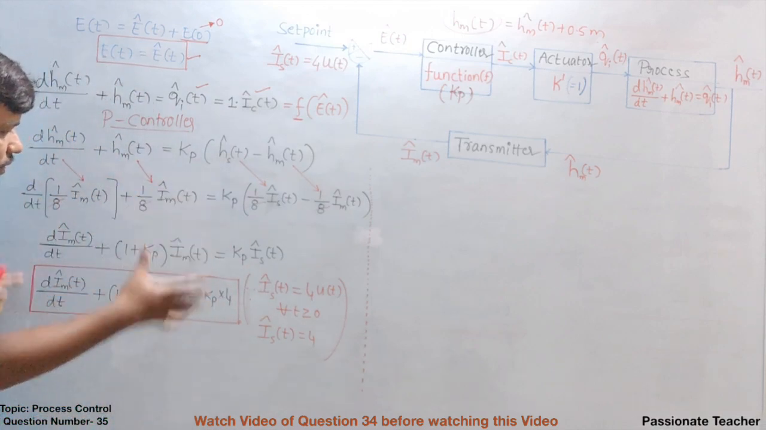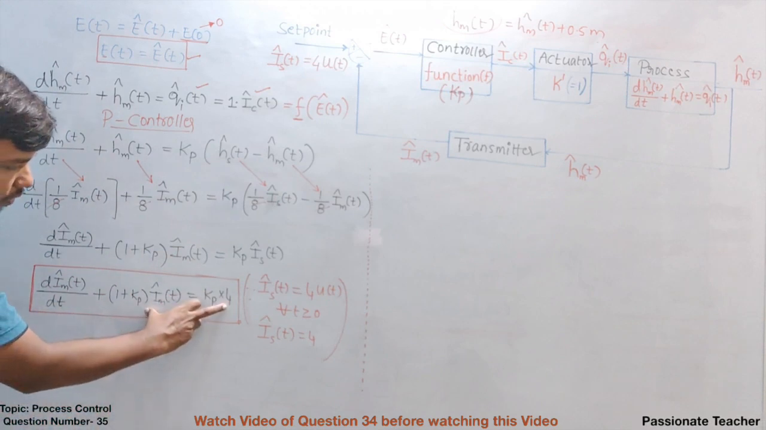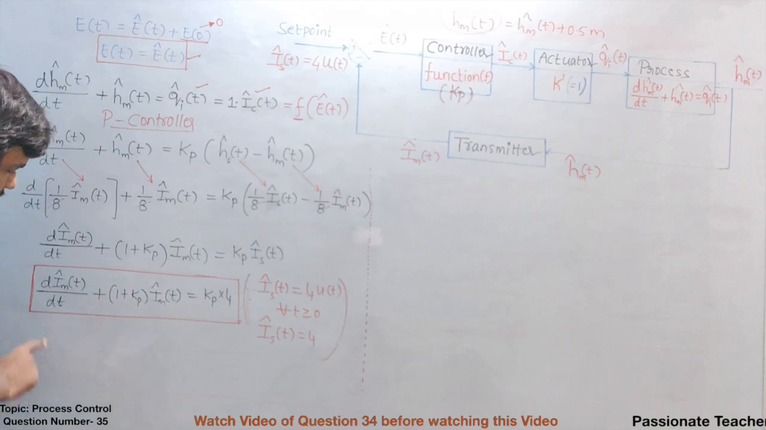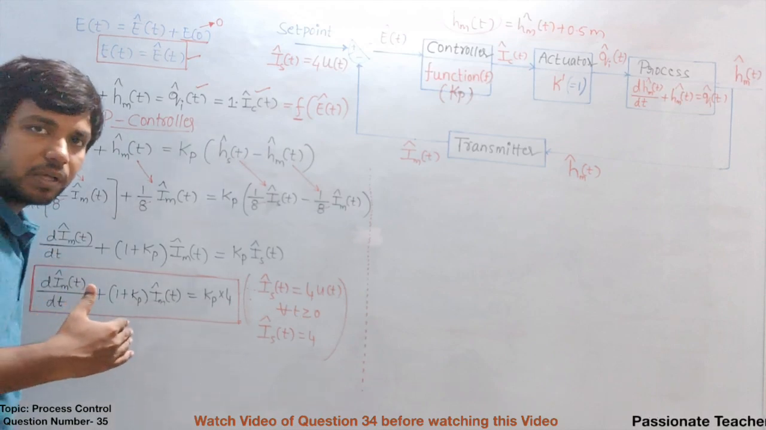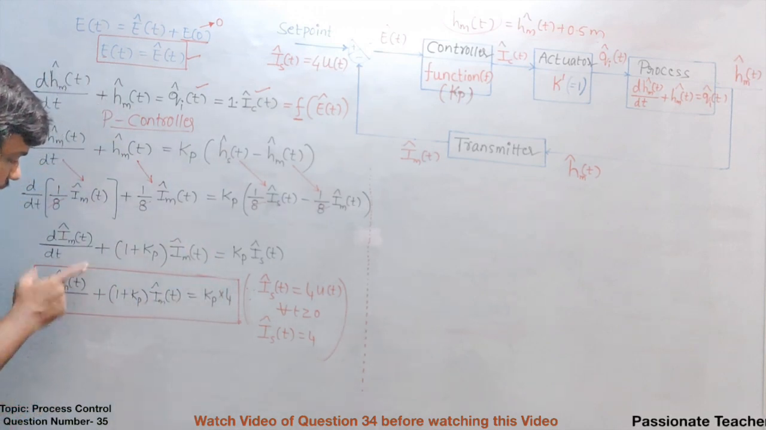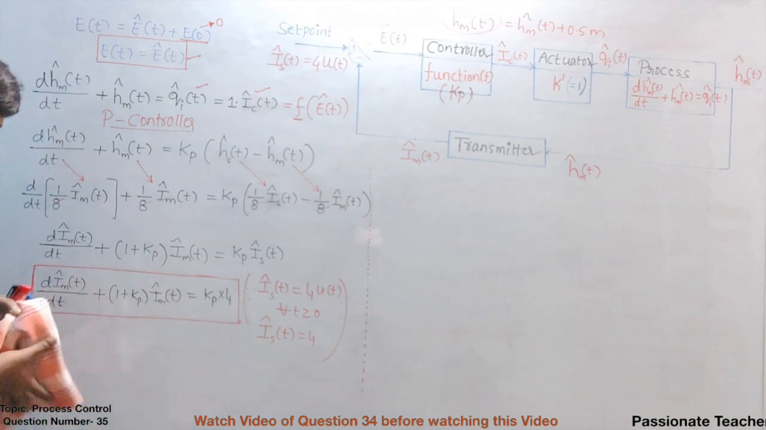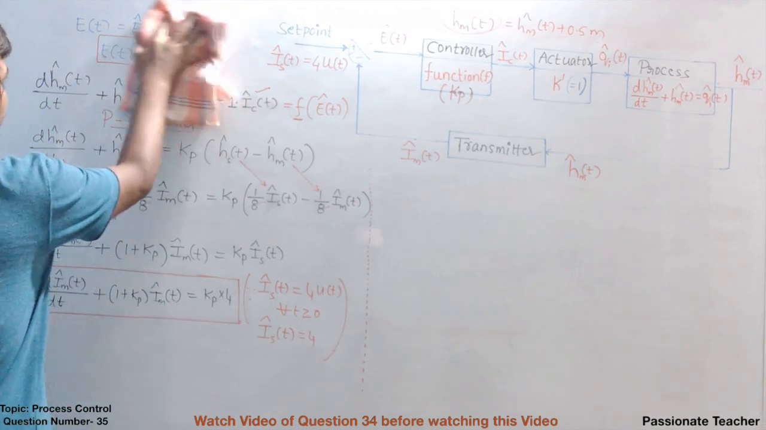Now after this much effort, we got a differential equation, and if you solve this differential equation, we will be able to get how the current of the transmitter is going to vary. That is, the deviation of the current is going to change, Im cap of t. Now for understanding purposes, let me take this equation once again here, that is from here.